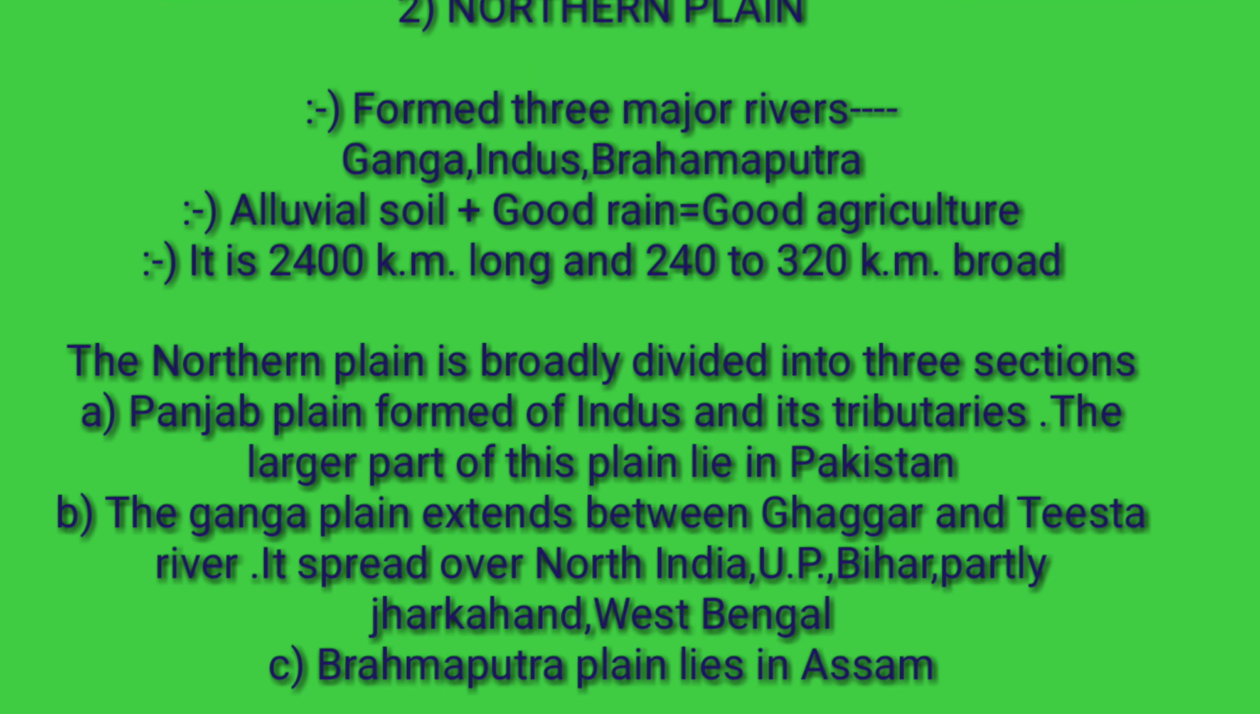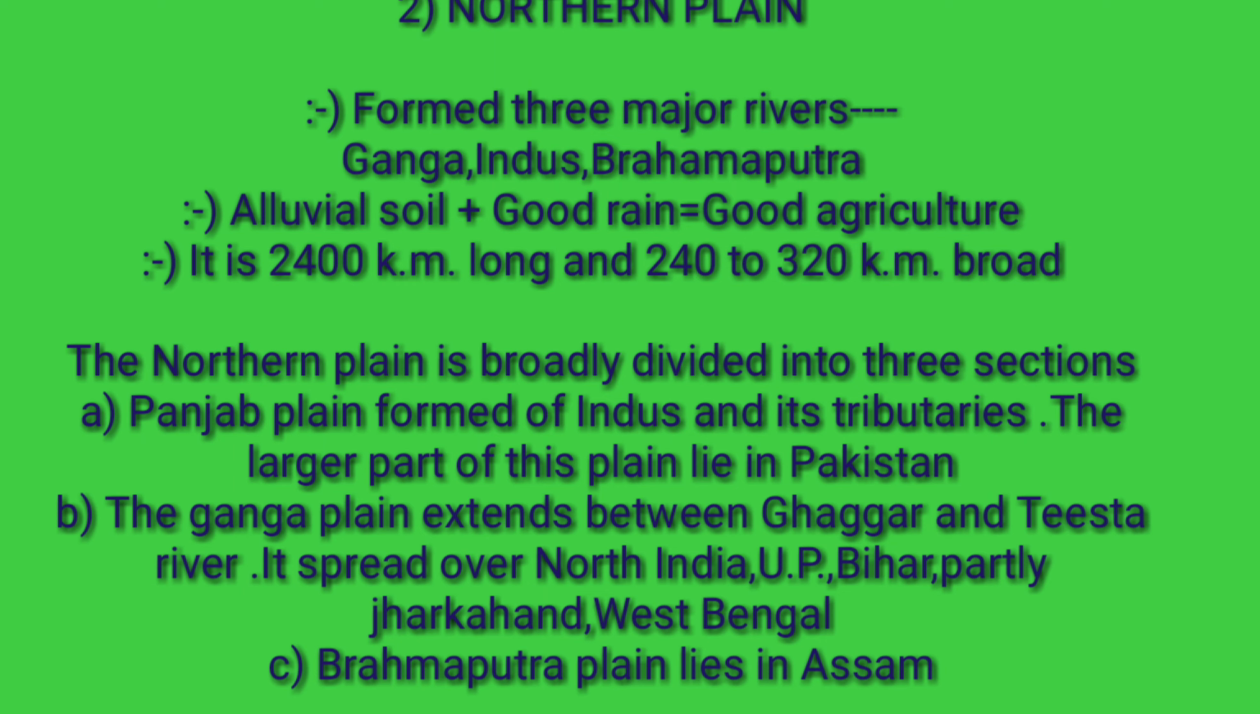Next, the Northern Plain. The Northern Plain is formed by three major rivers: Ganga, Indus, and Brahmaputra. The area is enriched with alluvial soil and has very good rainfall, so good agriculture is found there. It is 2,400 km long and 240 to 320 km broad.